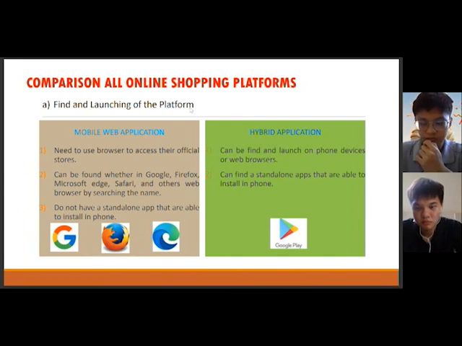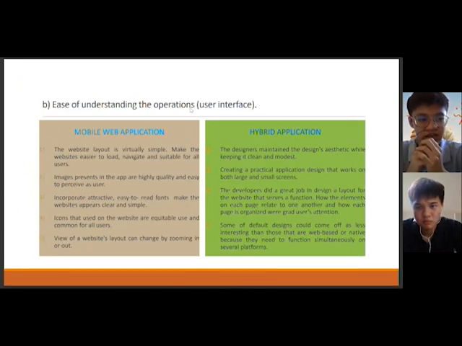And next, I will compare the ease of understanding the operations, which is the user interface. Okay, first, we can see the mobile web app. The website layout is visually simple. So this makes the website easier to load, navigate, and suitable for all users. Next, the images presented in the apps are high quality and easy for users to perceive. A good image can attract more users and improve the website UX and app UX rating.